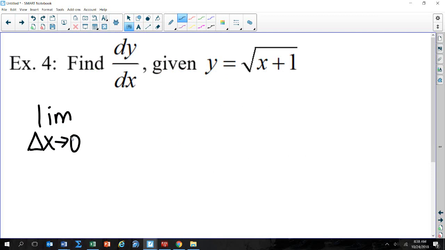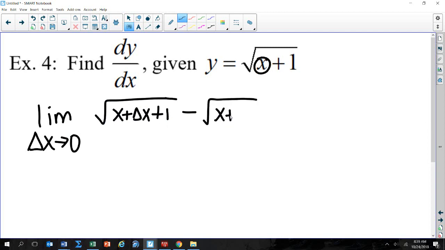So I'm going to do the same thing on the last problem. I'm going to start by plugging in x plus delta x for x. So I have the square root of x plus delta x plus 1. That's for my first part. Then I write my minus sign. Then I just have my regular function, all over delta x.